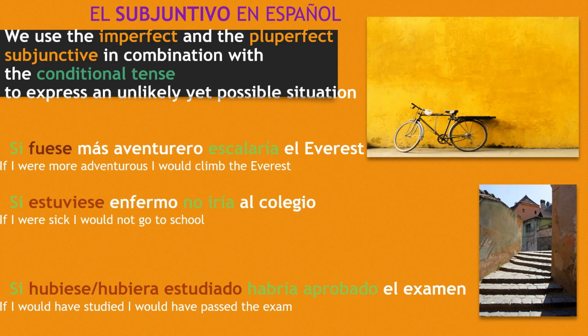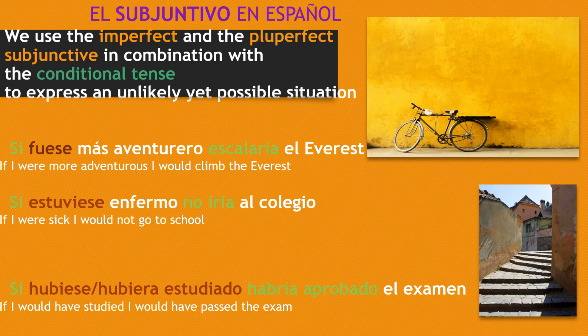One more thing about the subjunctive. So we've seen the present tense so far. Now we need to see a little bit of the imperfect tense in the subjunctive and the pluperfect subjunctive, which in combination with a conditional tense, an indicative, normal one, the regular one, we use to express the combination of the two, an unlikely yet possible situation. For example, if I were more adventurous, I would climb the Everest. I'm not adventurous, but if I were, I would do it. Possible situation, unlikely, because I'm not, but it could happen.